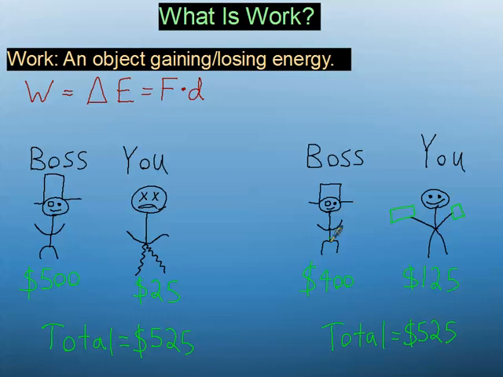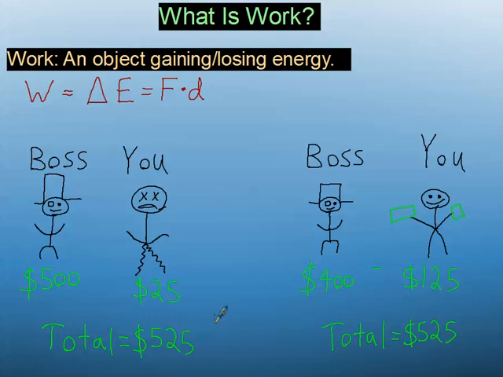So let's say some time goes by, and later on we take another photograph of the two of you, and now your boss only has $400, but you have $125, so you're looking a little bit better. But the total amount of money still hasn't changed. The money that existed here is the same as the money that existed over here. What's different is that some of the money was transferred. Some of the money that your boss had went to you. In fact, the amount of money that got transferred was $100, right?